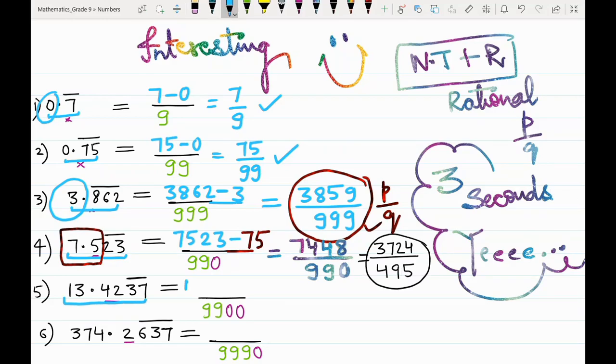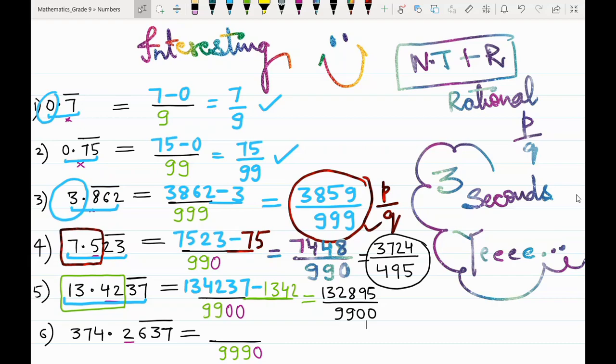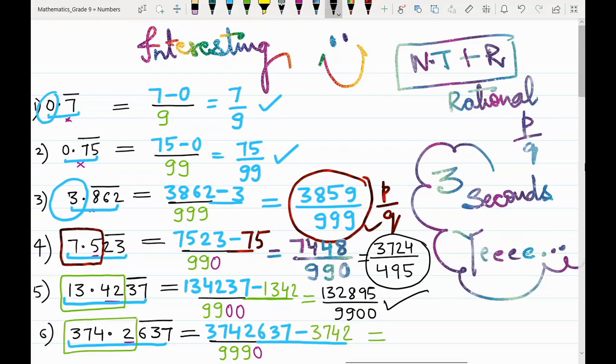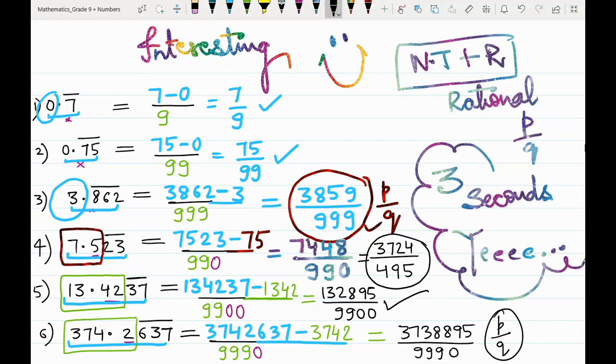Let's move on to the next example. Write the full number 134237 minus the part which is without bar. 1342 is without bar. So I will subtract and my answer is 132895 over 9900. It's as simple as that. So now you're finding it easy. So let's finish with the last example. 374267. From my full number, I will subtract the part which is without bar, 3742. So my answer is 3738895 over 9990. So you can see you can find your answer in a fraction of seconds.